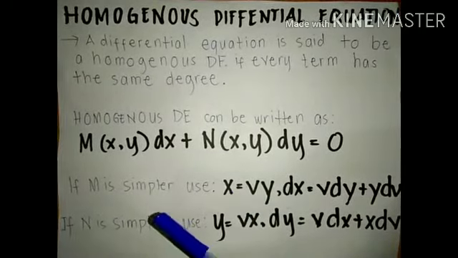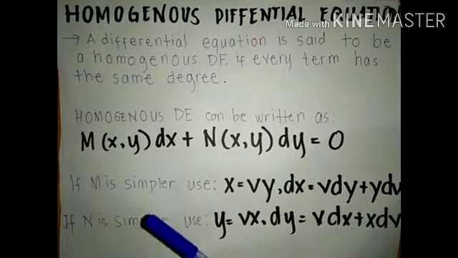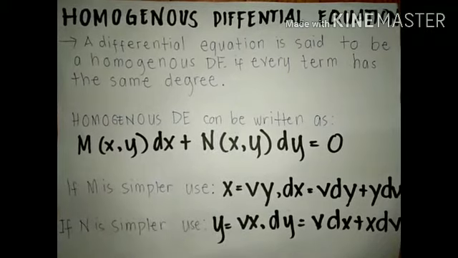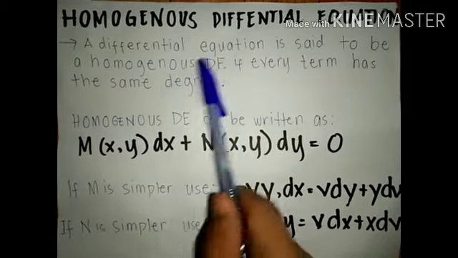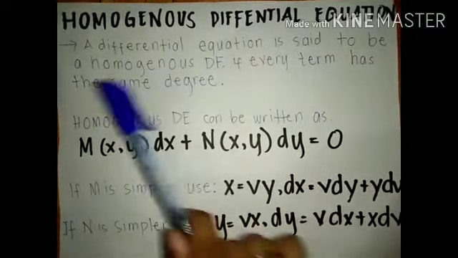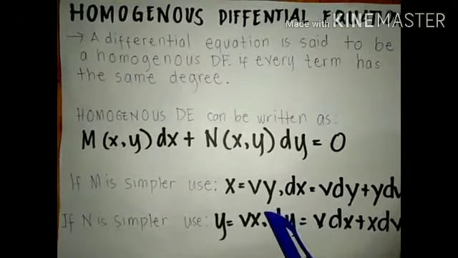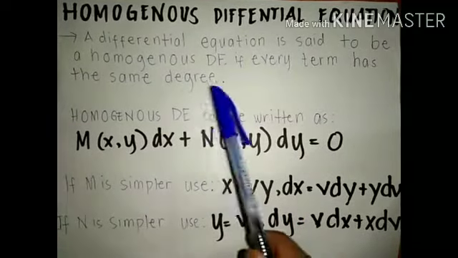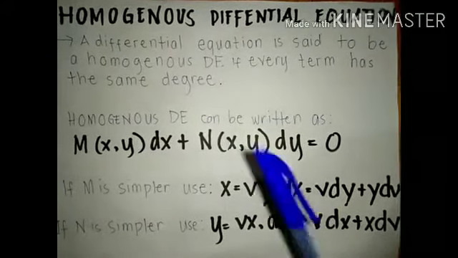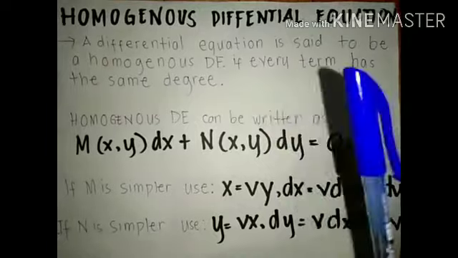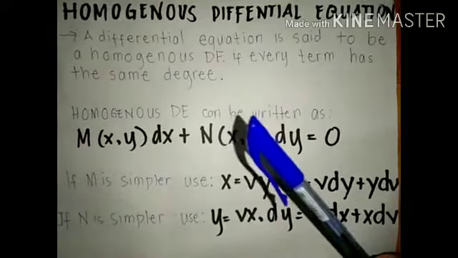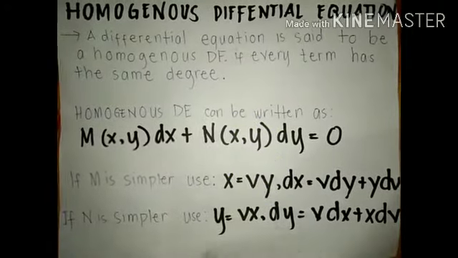Homogeneous differential equation. So let me first define what a homogeneous differential equation is. In its simplest terms, a differential equation is said to be a homogeneous DE if every term has the same degree. So every function has the same degree. If every term is raised to a certain exponent n, then definitely we have a homogeneous differential equation.